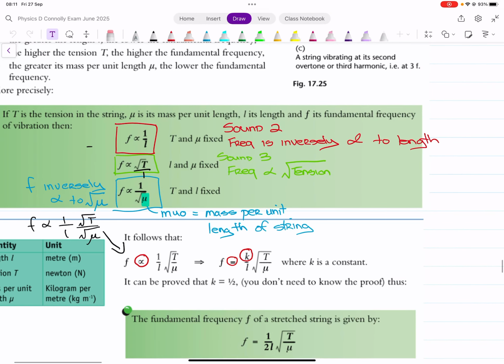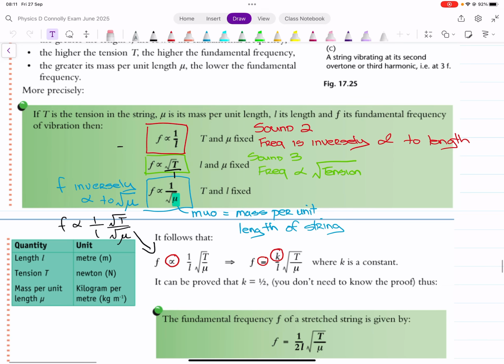Morning. Right, so we talked about this the other day. The fact that frequency is inversely proportional to length. So if you increase the length of the string, you will decrease the frequency. We talked about frequency being proportional to the root of tension. So for a big increase in tension, you get a smaller increase in frequency, as in if the tension increases by a factor of 9, the frequency will increase by the root of 9. So it will increase by a factor of 3.